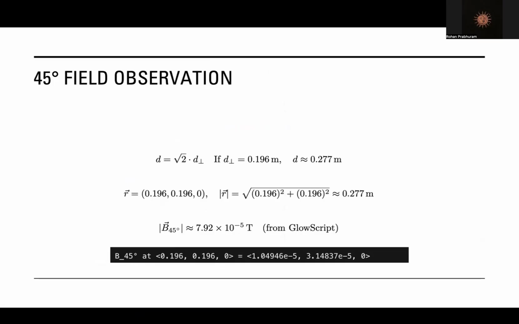At a point 45 degrees from the magnet's axis, the simulation showed a field vector that was neither aligned with x nor y, confirming the need for full 3D vector treatment. The result matched expectations. The field was weaker than on axis, but still followed dipole behavior.